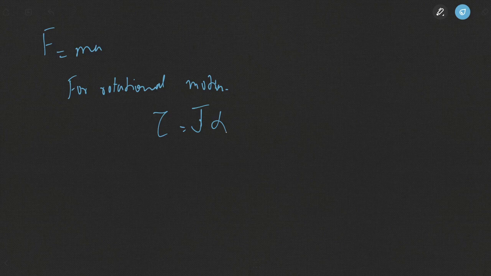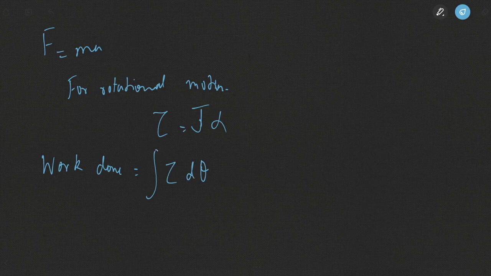Work done. Work is given by the integral of F dr in case of linear motion. Here it will be the integral of tau d theta. Fine. So you can simply say it's equal to tau into theta.